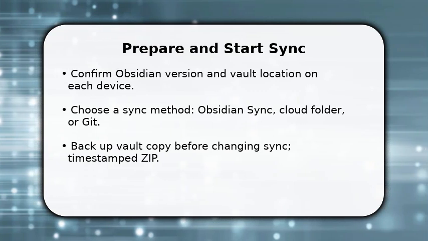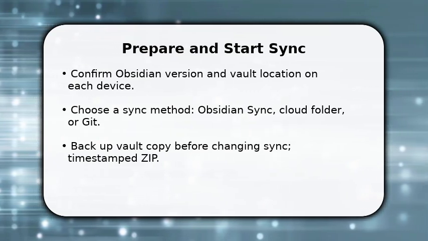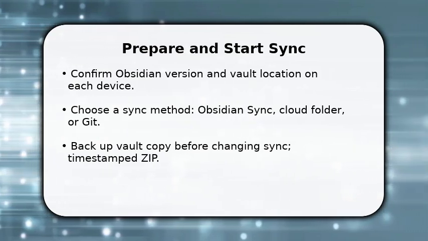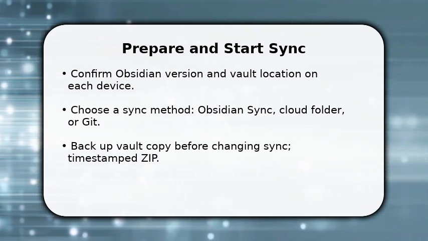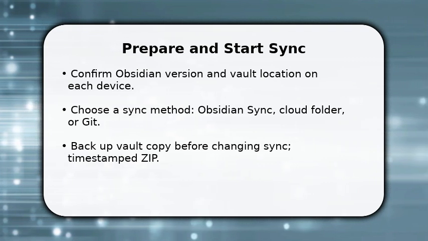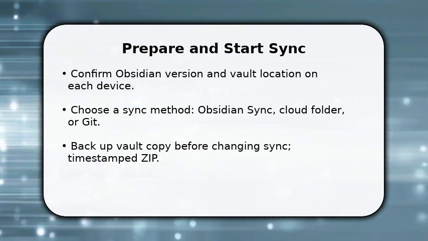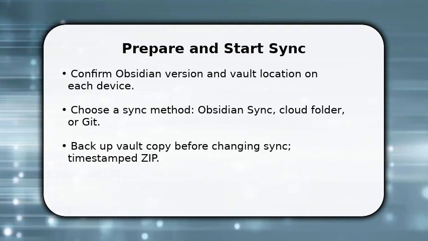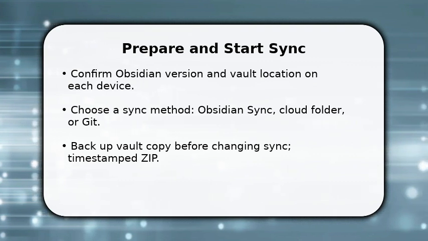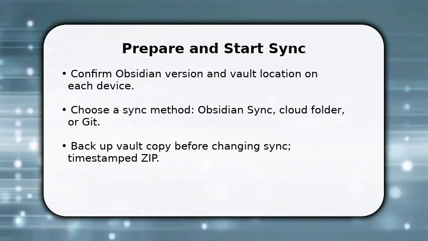You begin by confirming the Obsidian version and exact vault path on every device so you avoid duplicate vaults. Next, pick a sync method: Obsidian Sync for simplicity, Cloud Folder for cross-platform, or Git for version control, and set it up now. Make sure to create a timestamped backup zip of the vault before you proceed so you can recover if something goes wrong.